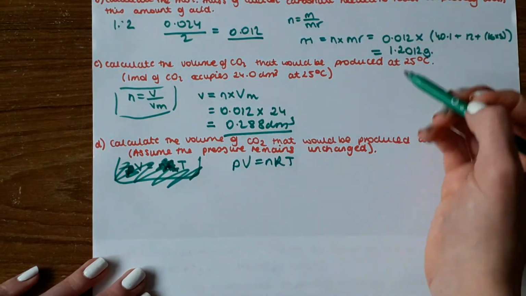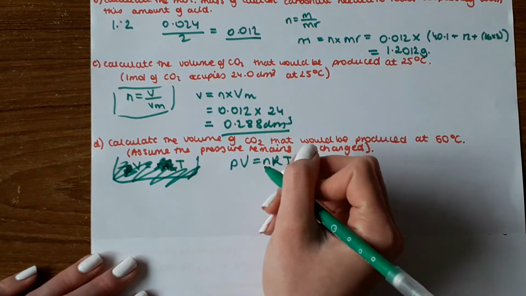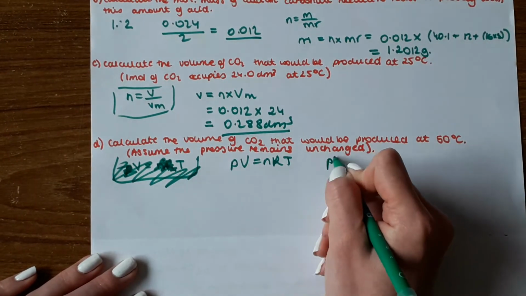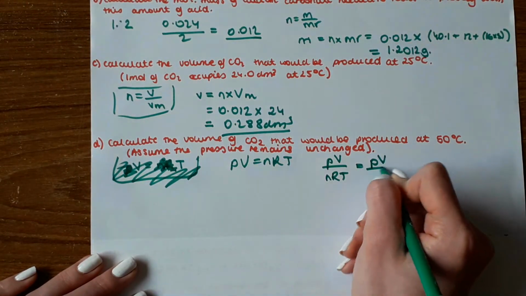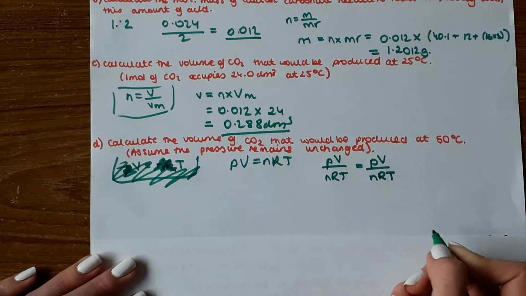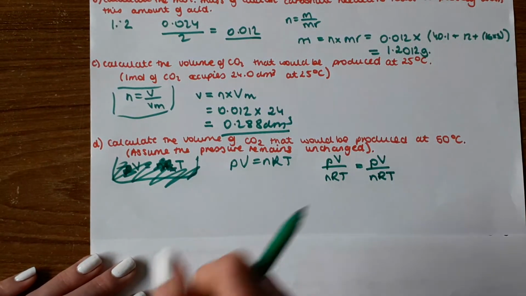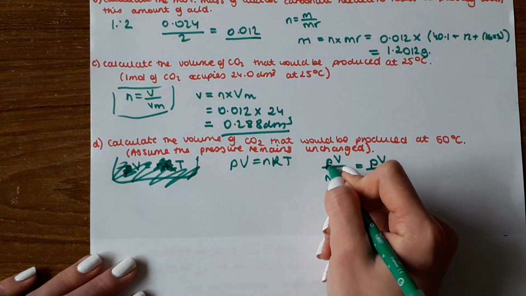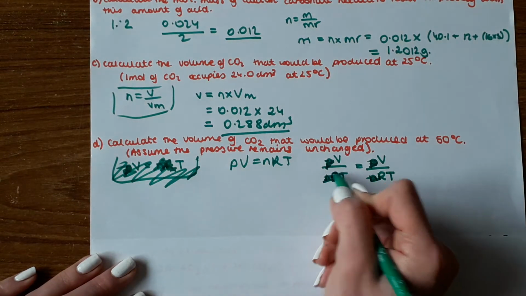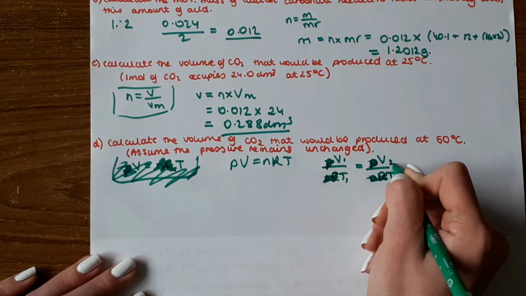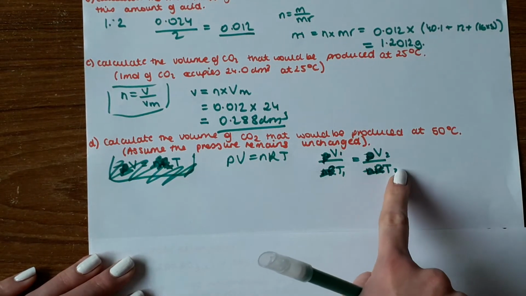So we want to compare two different temperatures. We can rearrange this equation so that we're comparing. PV over nRT would equal another PV over nRT, because we're comparing, so you can compare these two equations as well. But as I said before, pressure will be unchanged, n will be unchanged, and R is a constant. So what you actually get is V over T, but comparing at different temperatures.